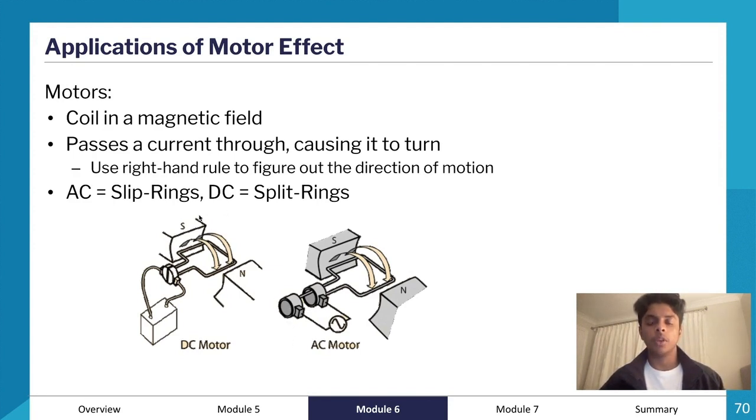And with DC, however, we use split rings. Split rings make sure that we change the direction of current every half turn to keep the motor moving in the same direction. So we can say to preserve unidirectional torque, split ring commutators change the direction of the current in the coil every half turn. Unidirectional torque means torque in one direction of rotation. And these are the split ring commutators in a DC motor. Always remember, DC motor split ring commutator, AC motor slip rings, because slip rings don't alternate the direction of current, because AC current is already alternating.